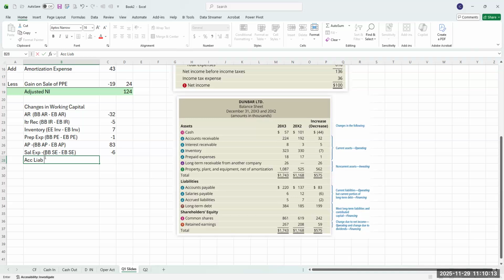I want to put it as accrued liability, because accrued liability usually is not a cash item. I'll probably put some interest expense or interest liability. But anyway, let's do it with this accrued liability, negative beginning balance of the accrued liability minus the ending balance of accrued liability.